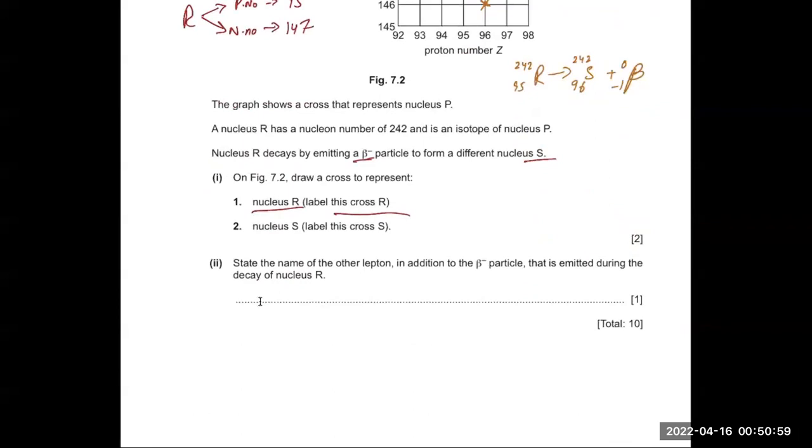State the name of the other lepton in addition to the beta minus particle that is emitted during the decay of nucleus R. So what other lepton is emitted along with a beta minus particle? And yes, Abdullah Faraz, that is correct. An electron antineutrino or an antineutrino is always emitted when you have a beta minus emission. In case of a beta plus, you have a neutrino or an electron neutrino. So you write antineutrino. Or you may write electron antineutrino along with a beta minus.